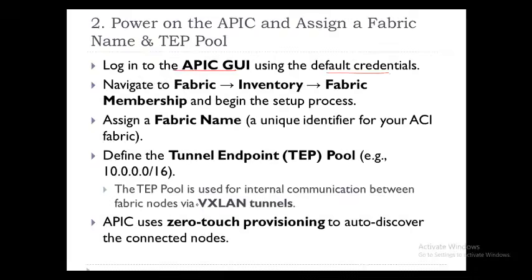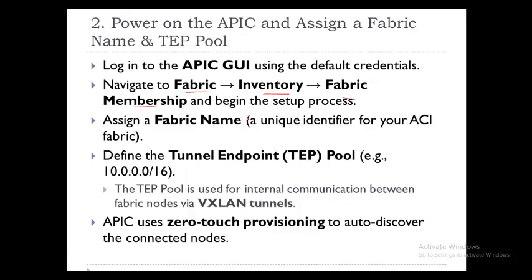So log into the Epic GUI using the default credentials. Go to Fabric, Inventory, Fabric Membership, and you can begin the setup process. It will start discovering. When you see the serial number, the first device immediately connected leaf, you need to provide a name.